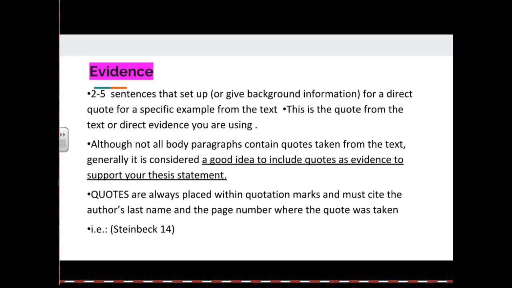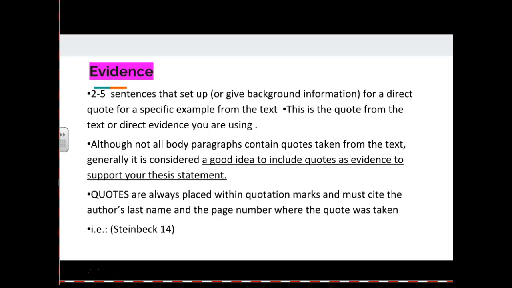So, quotes are always placed within quotation marks. It must cite the author's last name and page number. So, you're right, I accidentally forgot the last name. Okay? So, look at how the last name is cited. Everybody look at it. Aiden, look at it. You guys see this? Brandon? Alright, so the way you should cite a quote is Golding, and then the page number. No comma, no "page". Literally, last name, number.